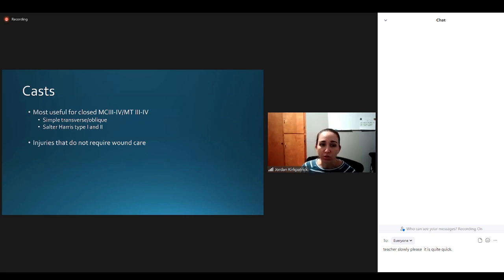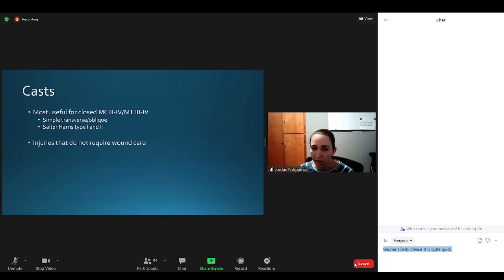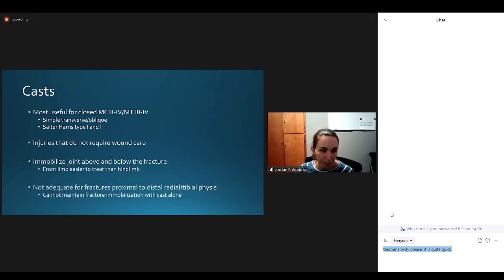Casts, so these are most useful for closed fused third and fourth metacarpal or metatarsal bones, so the cannon bones, especially if they're simple transverse or oblique fractures or Salter-Harris type 1 or 2. And we'll talk more about fracture classification next week as well. And casts are also good for injuries that don't require wound care. If there's a lot of wound care, casts aren't going to work because you need to be able to treat the wound, and you can't do that if there's a cast covering it.